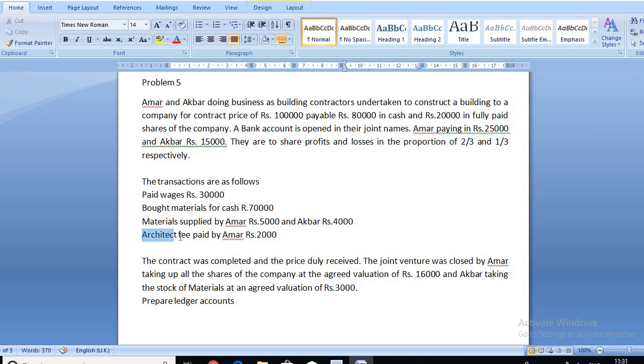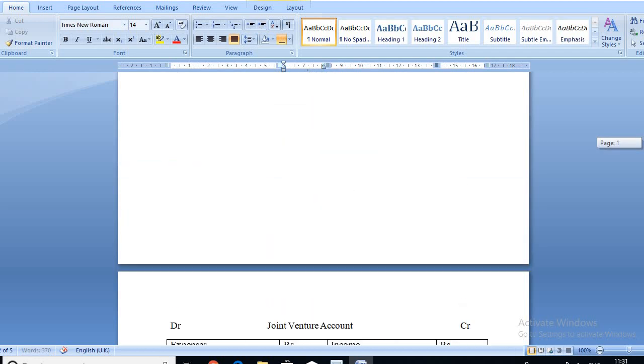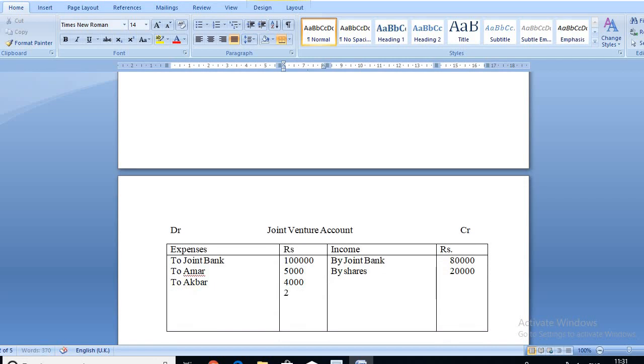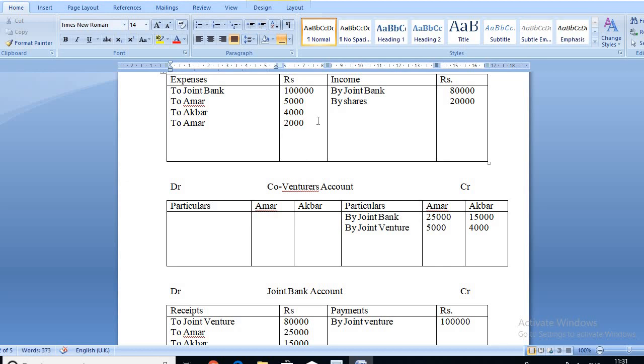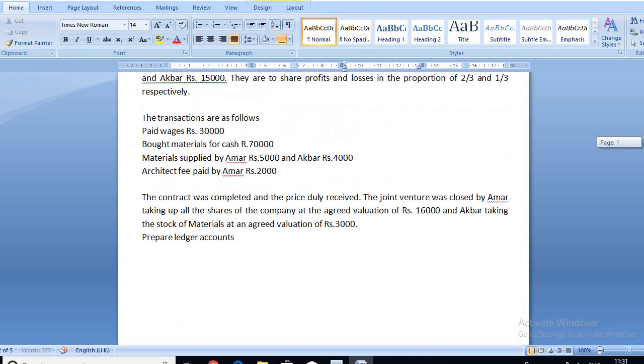Now the last transaction: architect fees paid by Amar. So one more expenditure is there, paid by Amar. Expenses are recorded in joint venture account. Amar paid architect fees of rupees 2,000, to Amar. Now do cross posting. Here Amar account is credited with rupees 2,000, by joint venture account 2,000. So this transaction is also over.